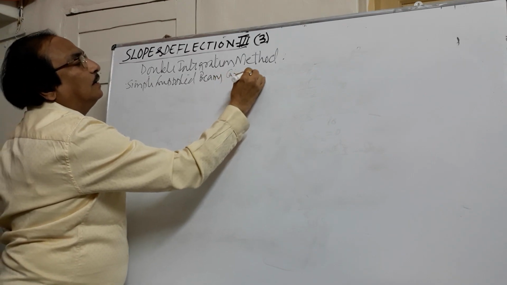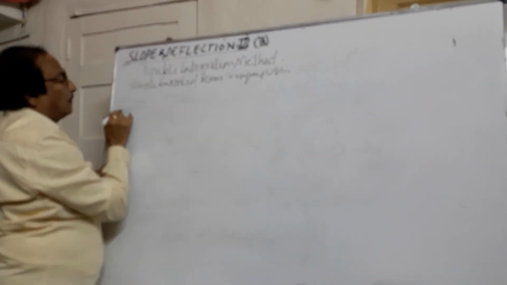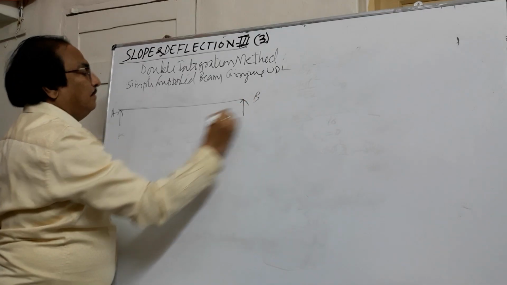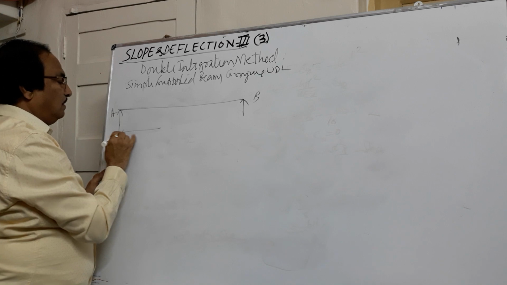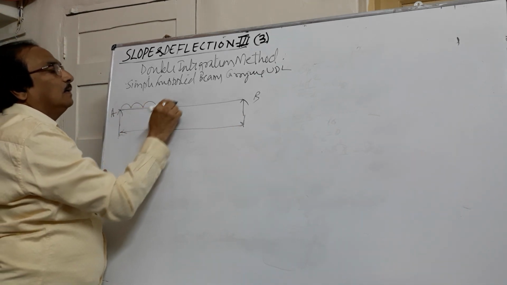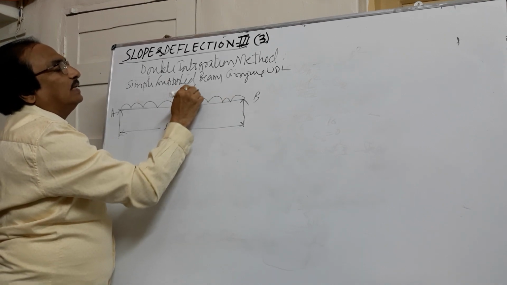Carrying UDL. This is simply supported beam AB having a span of L, carrying UDL of W per unit length.